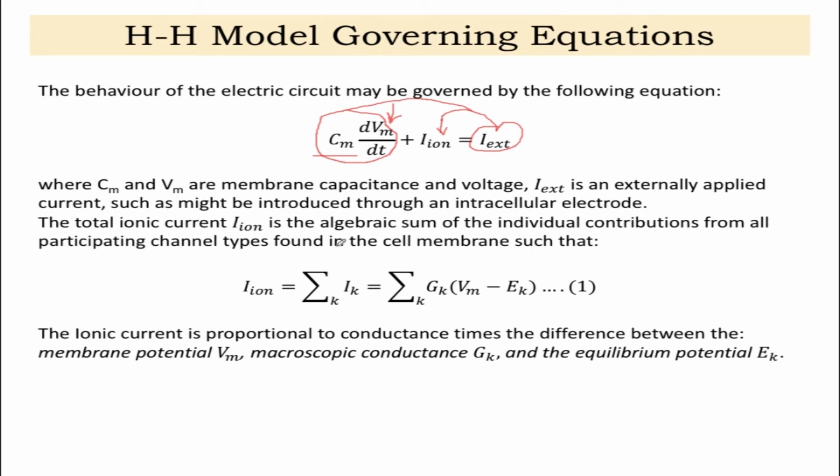Now I_ion itself can consist of 3 or 4 parts. It depends on the conductance of each one, as I told you, sodium, potassium, leakage, and then the conductance times the difference between the membrane potential Vm minus the equilibrium potential Ek. That will give us each ionic current. So that's what this equation will tell us.